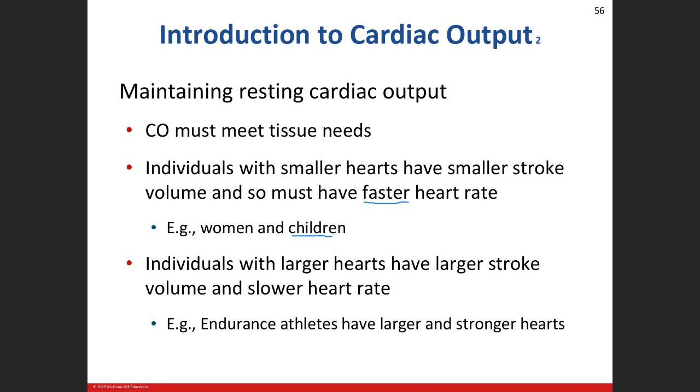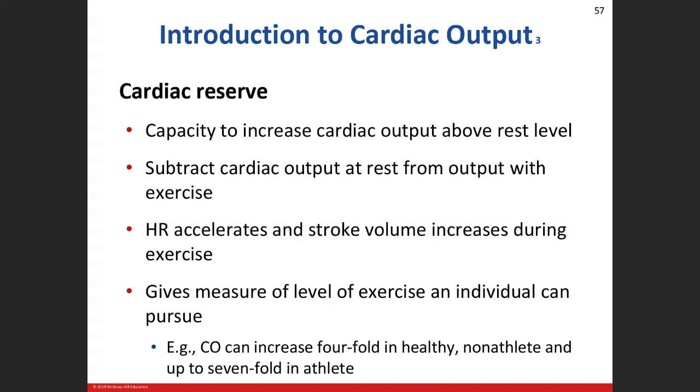So therefore, their heart is going to beat less. It won't be as fast. So again, there's that payoff. We could say larger hearts have a larger stroke volume but a slower heart rate, because we're going to meet the tissues' needs. Cardiac reserve is basically what I was talking about last time, when you have to engage in activity of some sort.